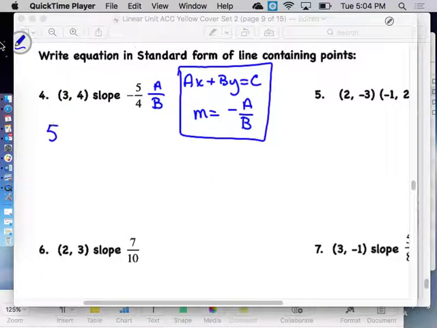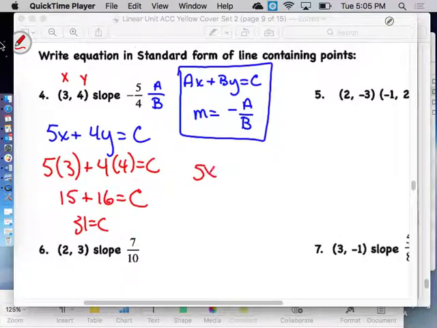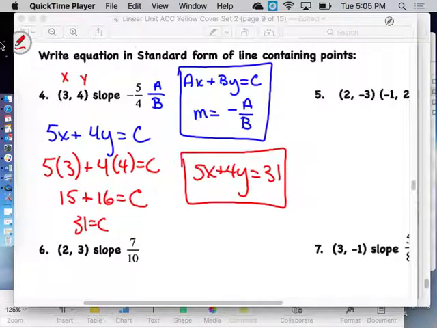So really you could start your equation off just like this. And then you're just simply left trying to figure out what c is. And if you substitute in the xy values, it's pretty simple to figure out what the value of c is. So you're going to have 15 plus 16, and that's going to give you 31. C is 31. So this equation in standard form. And then let's move on and see what else.